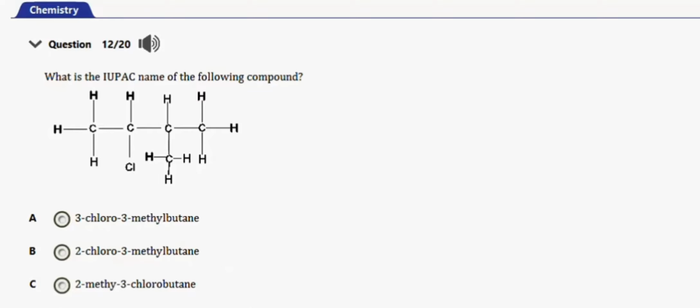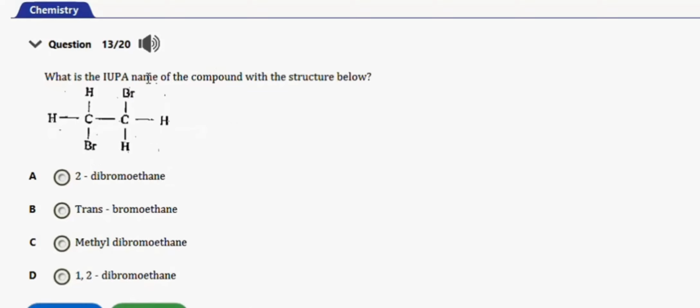The next question is this one. It says, what is the IUPAC name of the compound with the structure below? So guys, this will give us 1,2-dibromoethane. Yeah, that's the right answer, option D. 1,2-dibromoethane is the right naming for this compound. Remember we have 2 bromine elements here, so that's why we want dibromo.